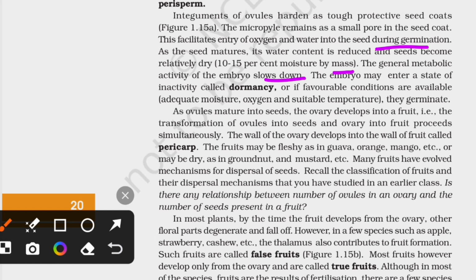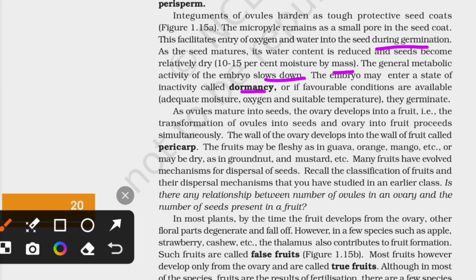The embryo may enter a state of inactivity called dormancy, or if favorable conditions are available, adequate moisture, oxygen and suitable temperature, they germinate.